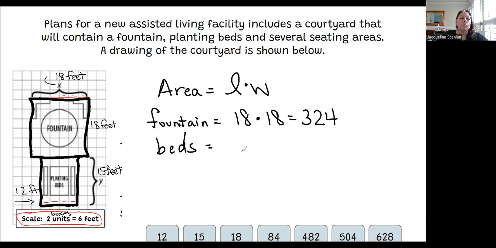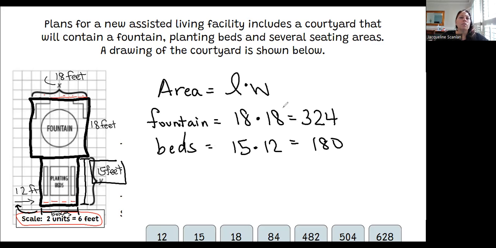Right, now I'm gonna find the area of the planting beds. Okay, and I'm gonna do the same strategy. I'm gonna multiply 15 times 12. That's the length from here to here of the planting beds times the width, which is here to here, which we found out was 12 feet. And 15 times 12 is 180.